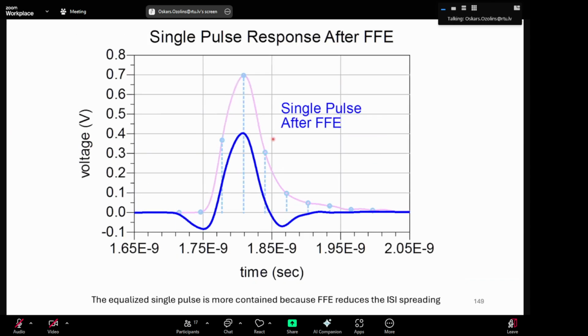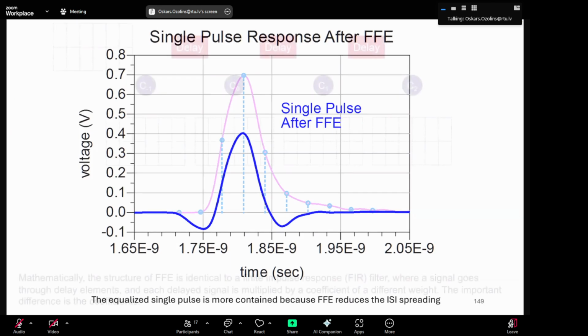And then what happens is, you get a single pulse after the feed-forward equalizer, the blue curve, where you have a bit of negative coming down, but the amplitude is also decreased. But then for the next pulse, you don't have this positive tail, so it's a bit negative there. So that's why, in this way, this feed-forward equalizer reduces this inter-symbol interference.